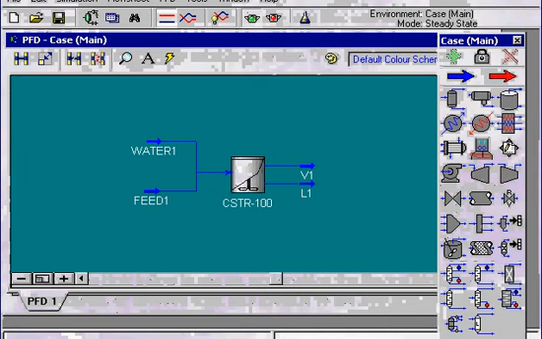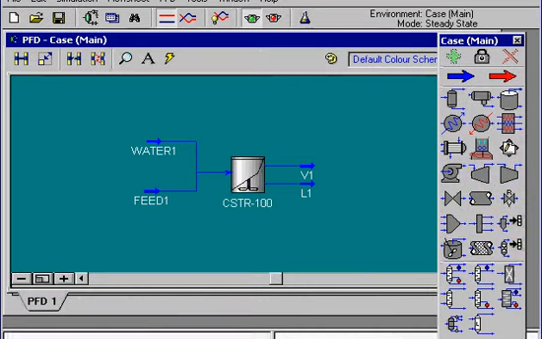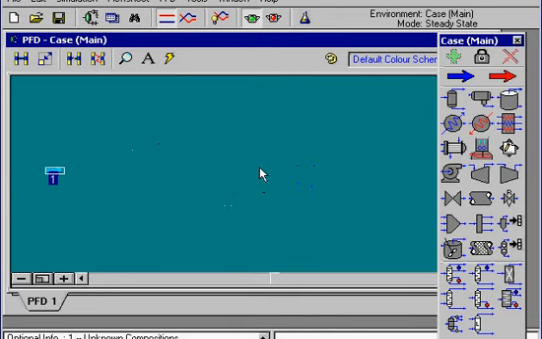sensitivity analysis on an adiabatic CSTR for the hydrolysis of propylene oxide using HYSYS plant. To see a definition of the problem and the impact of water flow on the reactor performance, the feed is divided into two parts. The stream, feed 1, is defined, consisting of the propylene oxide and methanol components.